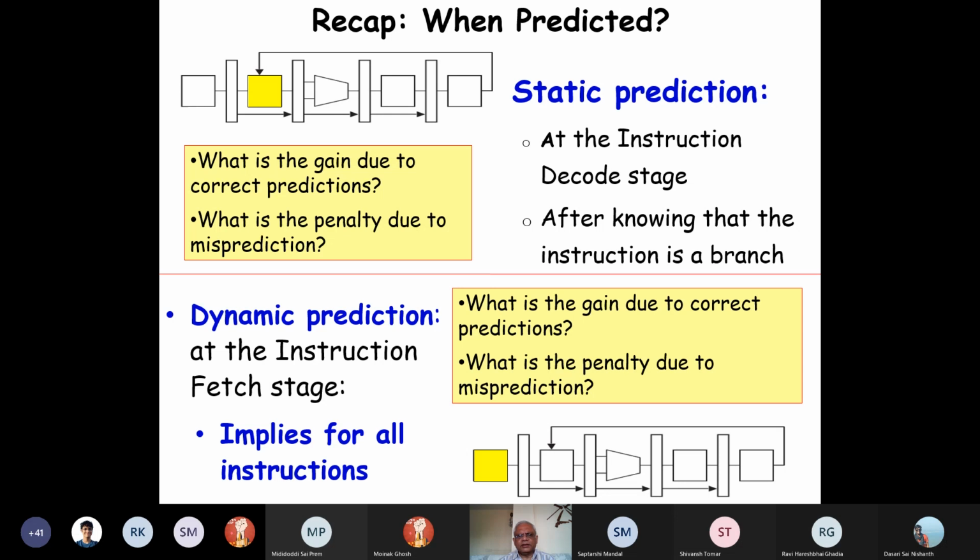For static prediction, we predict at the instruction decode stage. Please answer this question: what is the performance gain due to correct prediction, and what is the penalty due to misprediction? For dynamic prediction, we predict at the instruction fetch stage so that we can predict the next instruction based on the prediction. What is the gain due to correct prediction and the penalty due to misprediction?